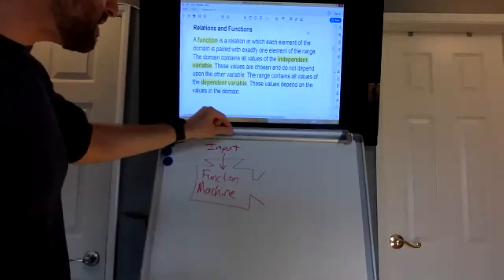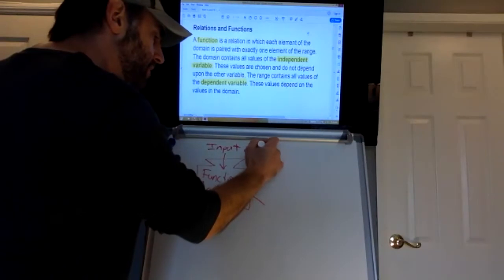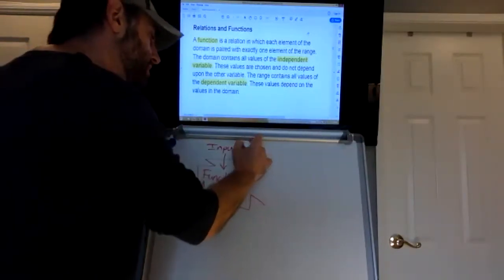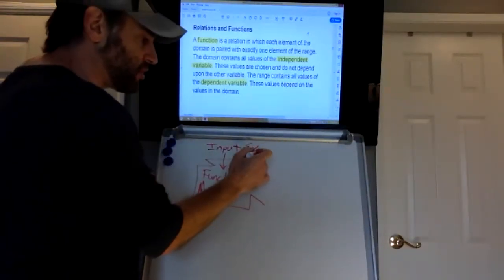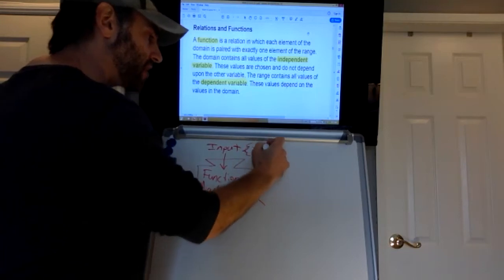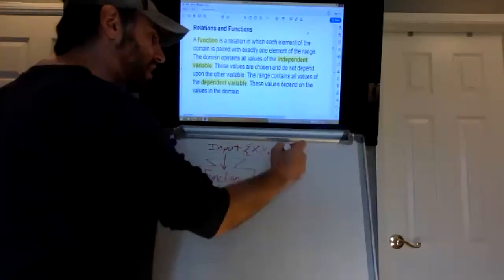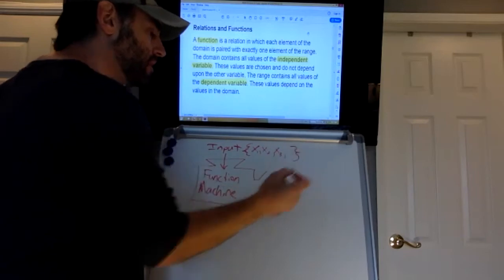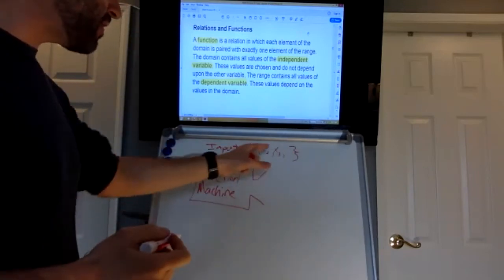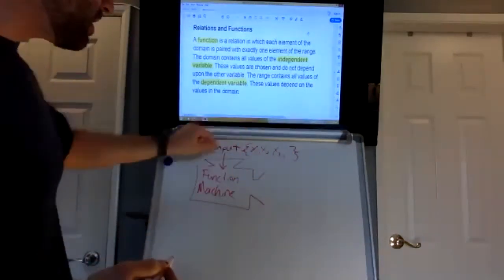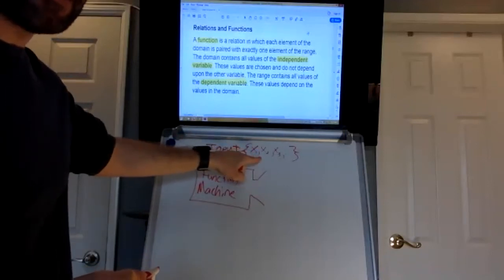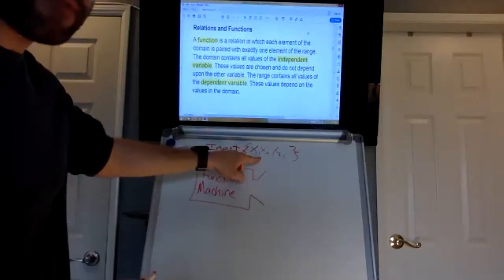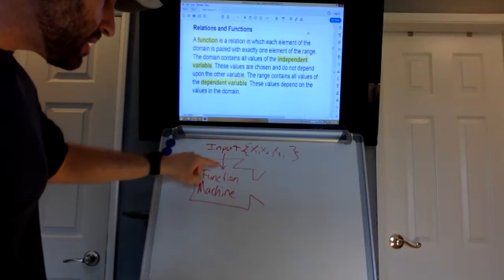You put an X value, here's an X value, X1, or you have to take from the set, from the domain. X2, X3, ... Pick whatever's in the set that you can pick. You put in whatever you want. That's why it's independent. You get to pick. You're free to pick whatever you want, once you put it into the machine.